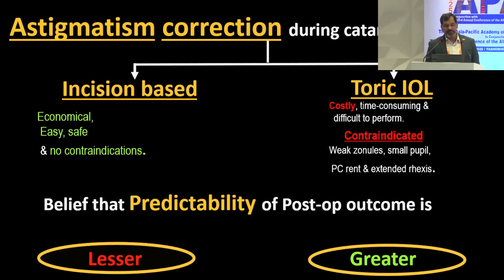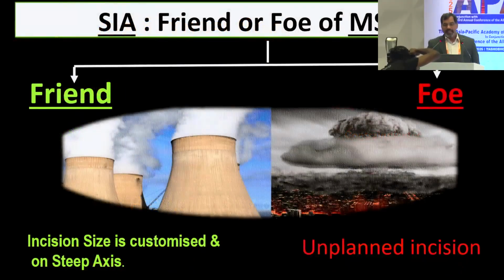So if we compare, we will see how we can correct the astigmatism. There are two methods, one incision based and second is toric IOL. So toric IOLs are costly, they are contraindicated in some cases. Incision based are economical, easy, safe. But the main problem is that predictability about the post-op outcome is lesser in the incision based astigmatism correction. So SIA is a friend if your incision size is customized and you have taken the incision on the steep axis. For the unplanned incision, it is a foe.